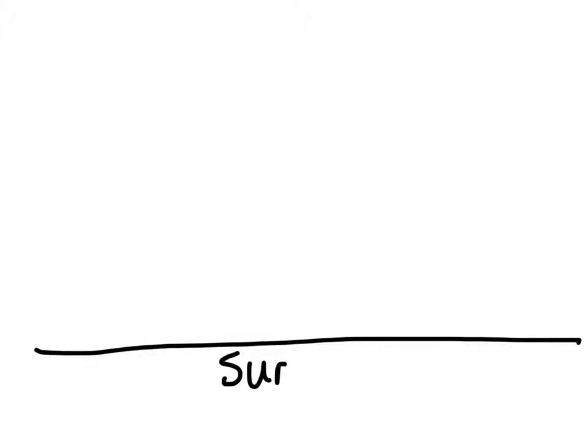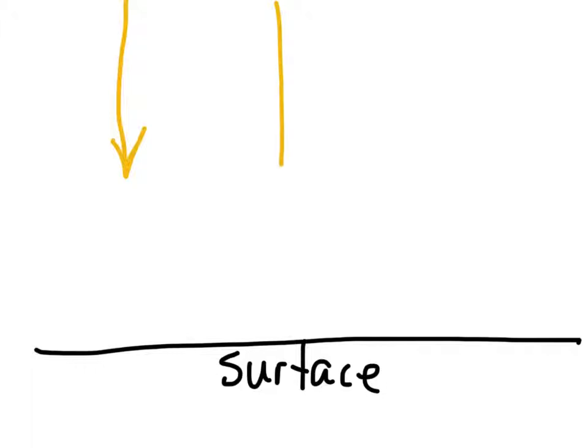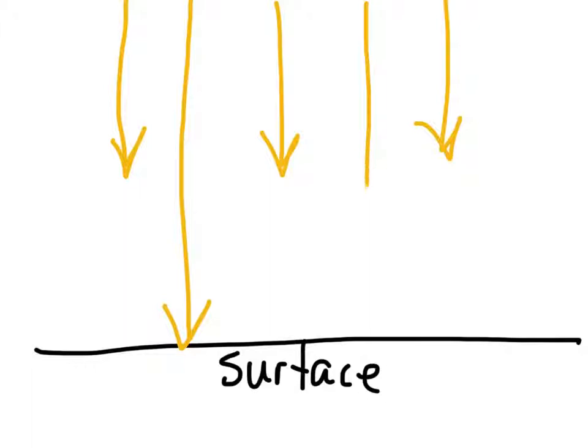Let's start with a line which represents the surface of the Earth. Sunlight enters the Earth's atmosphere, passing through it. In my diagram, I must include light rays that actually reach the surface of the Earth because the atmosphere is mainly transparent.